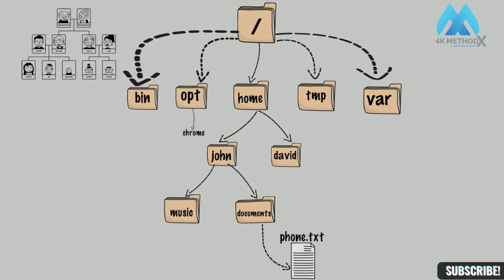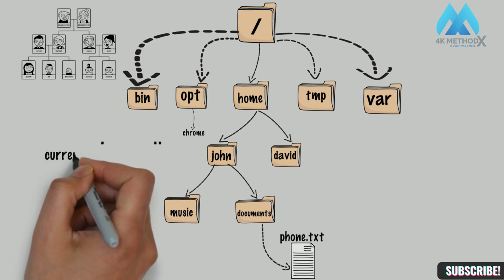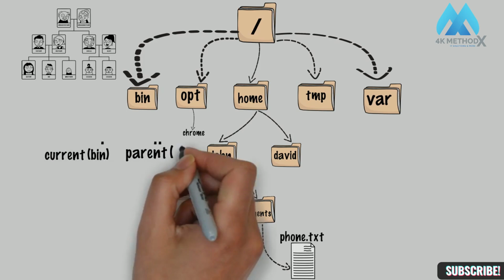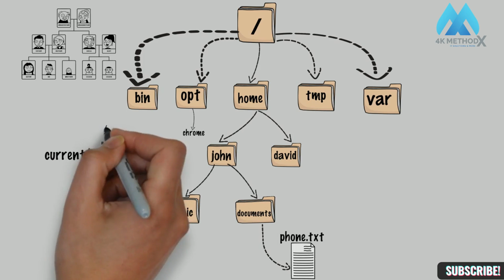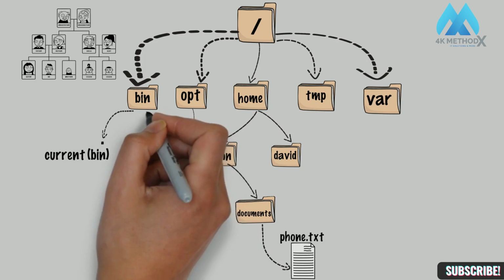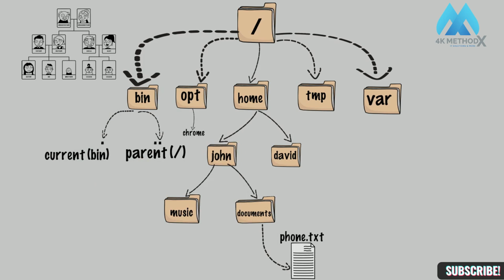Now we will mention two special subdirectories. The first one is the current directory, represented by one dot. The other one is the parent directory, represented by two dots. Those are common to all directories in our system, so you can find them underneath any directory. For example, you can find them underneath the root, bin, opt, home. You can find them anywhere.